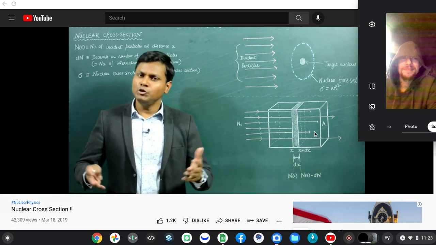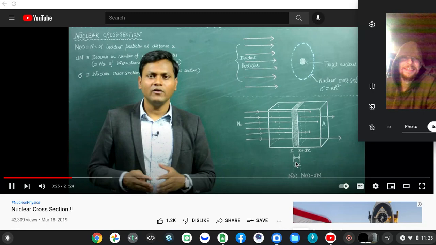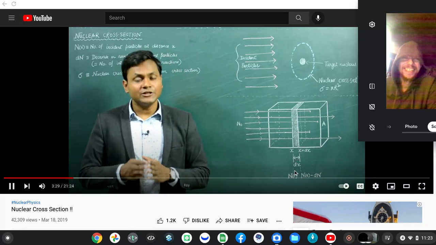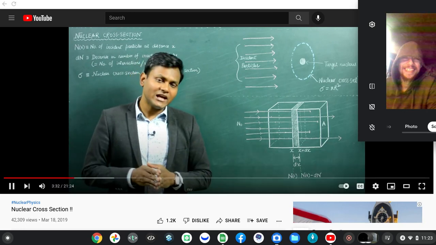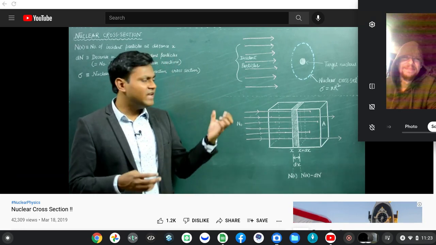Greater the nuclear cross-section, more is the likelihood of an interaction, and more is the likelihood of a nuclear reaction. Now this area can be greater than the actual size of the nucleus, it could be less than the actual size of the nucleus, or it could be equal to the actual size of the nucleus based upon the nature of the nuclear reaction.